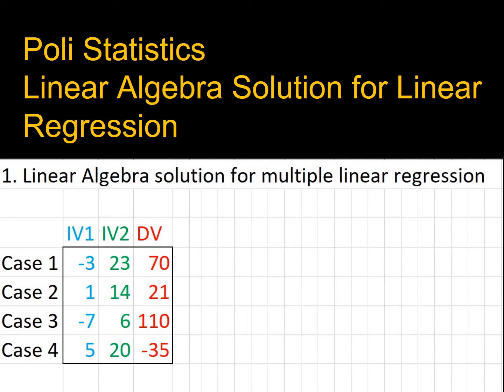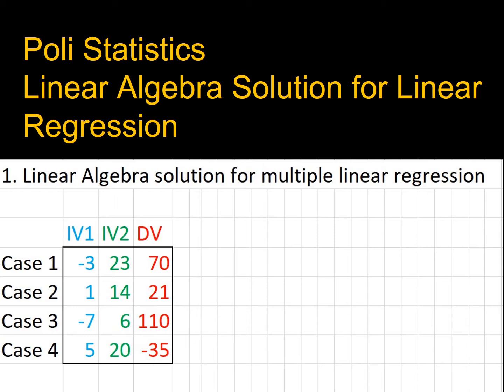We use linear algebra when we want to solve for the structure of an equation when you have more than one independent variable. So here, for example, we've got two independent variables, IV1 in blue and IV2 in green, and we have a dependent variable which is red. And here we have only four cases, and you can imagine these independent variables measuring something like a score on a test or a quantity of some property, and then it produces the value out as a dependent variable.